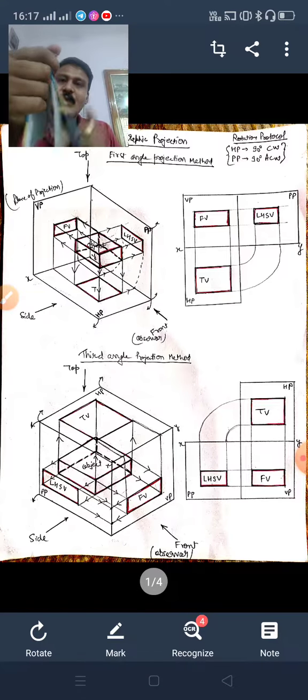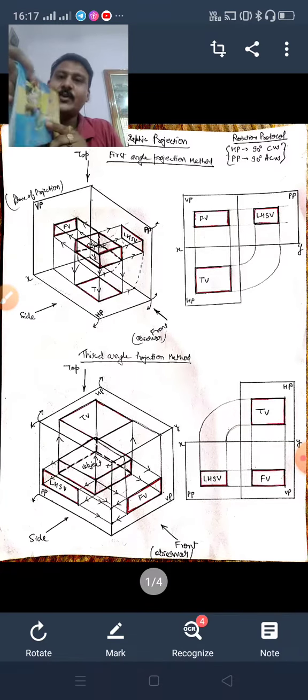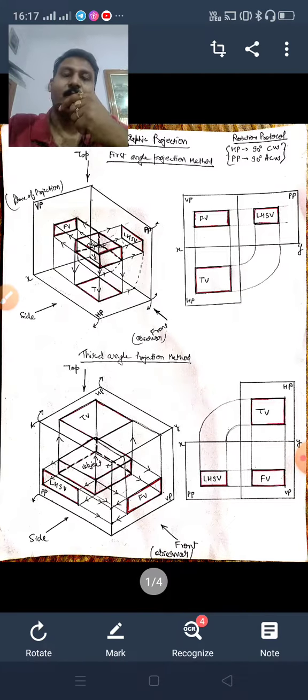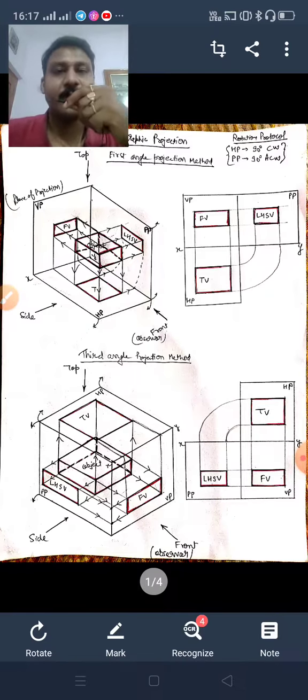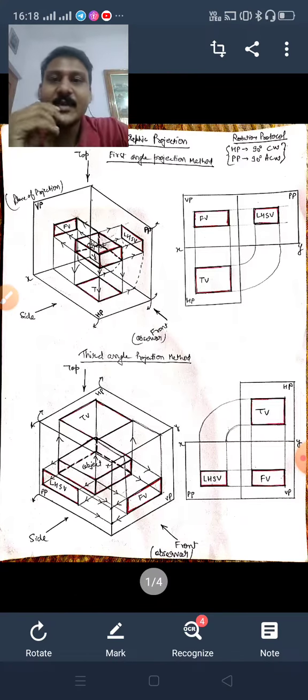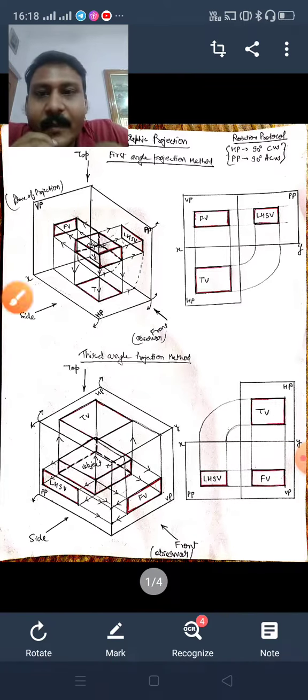So the first quadrant and third quadrant are the only ones used, and in India we use the first quadrant only. Unless the question says to draw the projection in the third quadrant, you will not do so. You will always follow the first quadrant, meaning you will draw the object in the first quadrant, the first angle projection method. The people who draw objects in the first quadrant follow the first angle projection method. The people who draw in the third quadrant follow the third angle projection method. So that is what I have explained here.